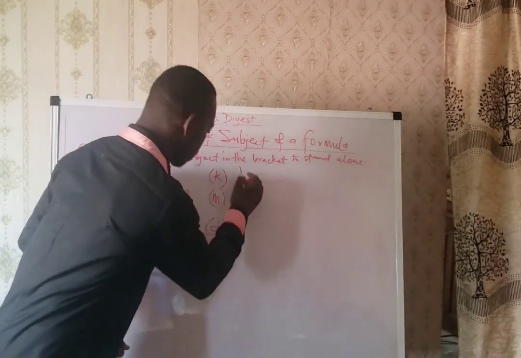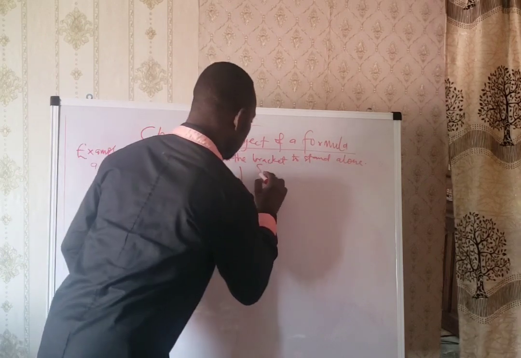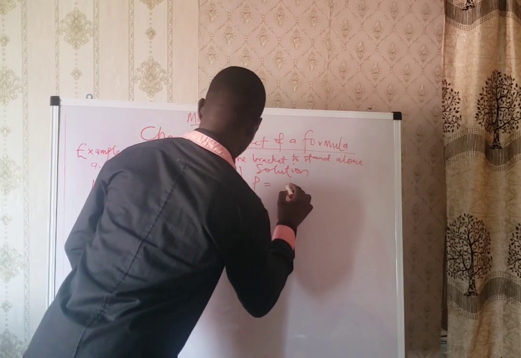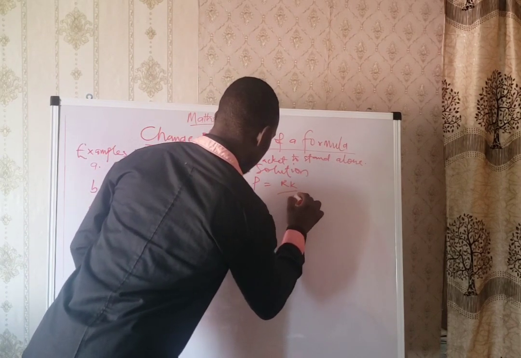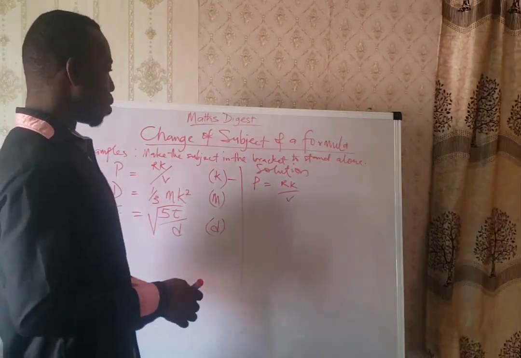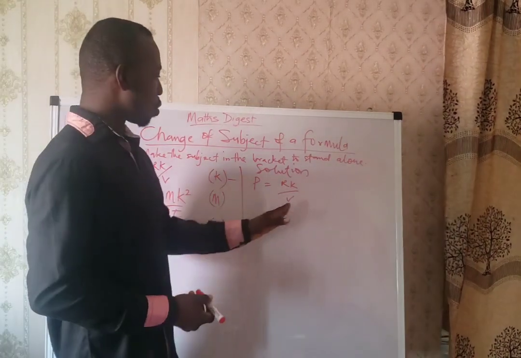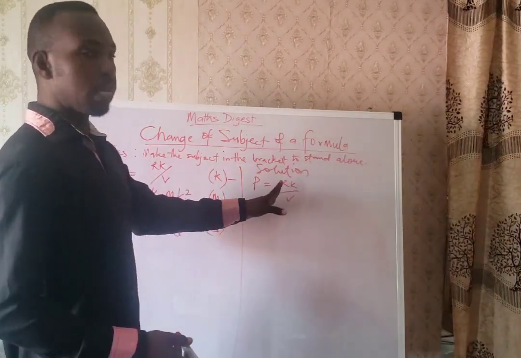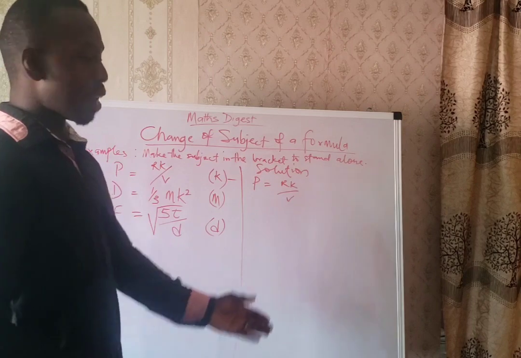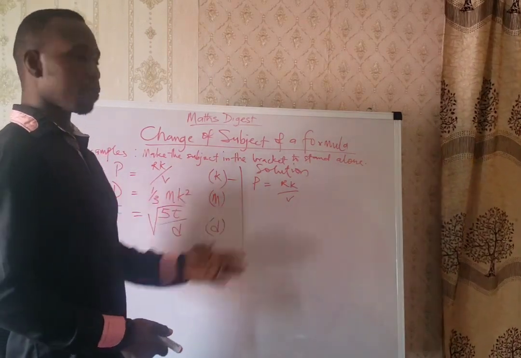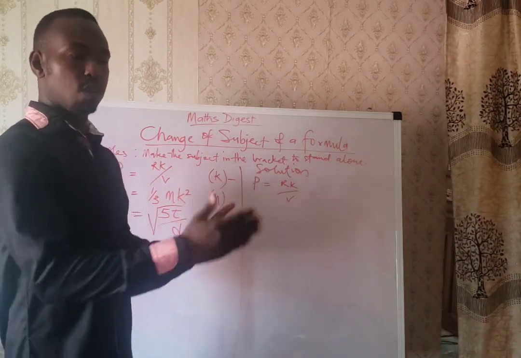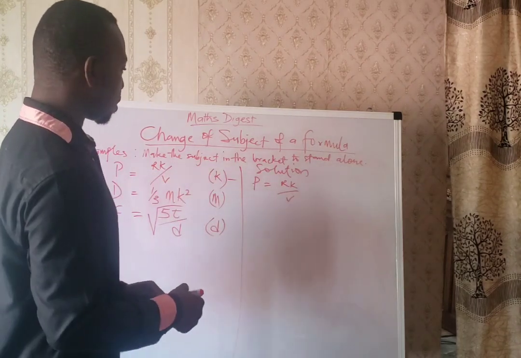So quickly we move. Let's take the first one. Solution: P equal to RK over V. Now what we are going to do immediately is to find a way to reduce whatever is going to be the subject of formula to stand alone. Looking at it, it is a fraction, it has V under. So what you do is eliminate that V, take it off from that place so that the subject stands alone gradually until you finally get it to stand alone as the subject of formula.